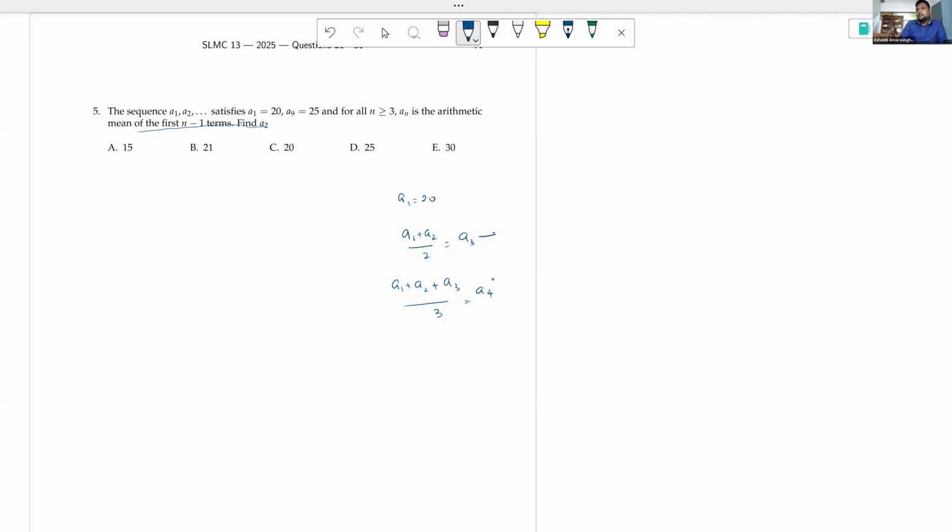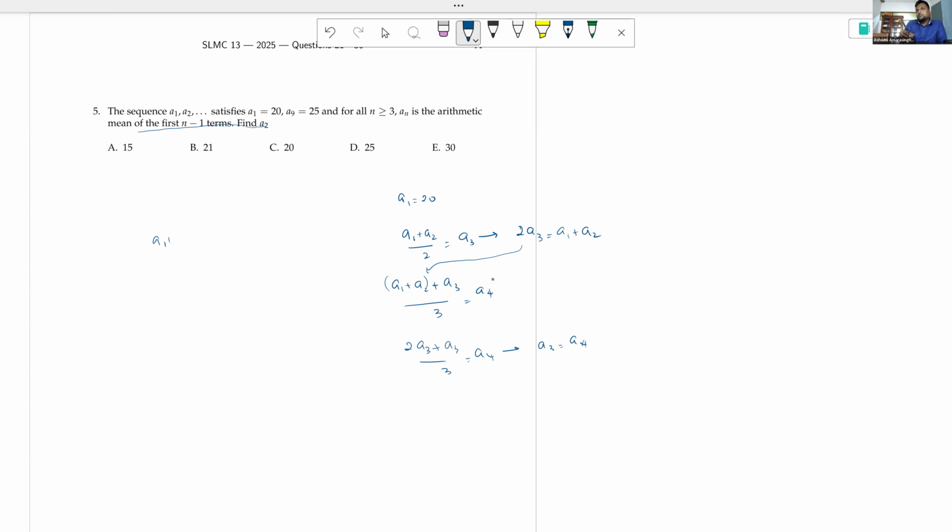Okay, and this will imply 2a3 is equal to a1 plus a2. So you can substitute that for a1 plus a2. So you get (2a3 plus a3) over 3 equals a4. So that gives you a3 equals a4. Okay, so now you smell a pattern, but you don't know whether this is correct.